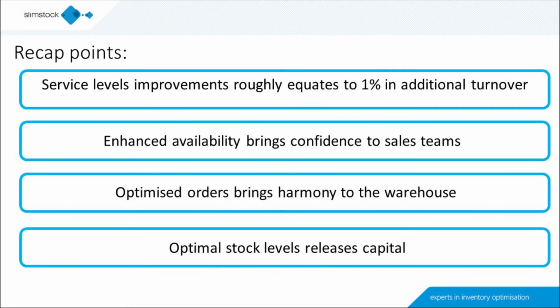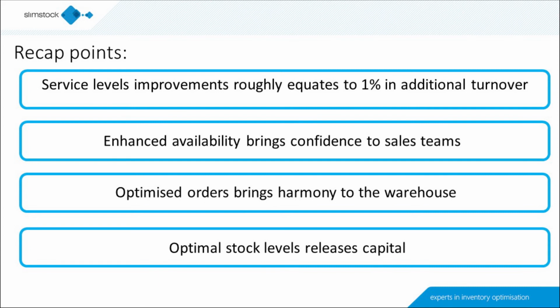So just a couple of high-level facts to finish off here. The big one for me is that 1% service level improvement roughly equates to 1% in additional turnover. Now, if you know what your current service level is, typically when I go to a business that is doing this manually using Excel spreadsheets, service levels are anywhere between 85 and 95%. I think to get any higher than that, you either have to throw in a lot of time or get yourself a tool like Slim4 to automate a large amount of your products.